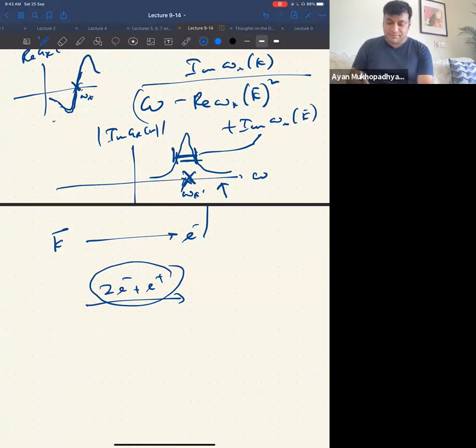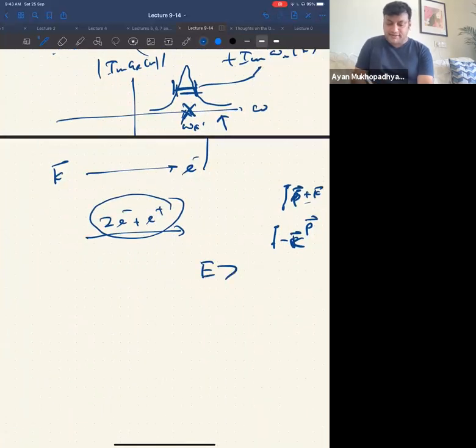Why? Because suppose I take 2 particles and I say the total momentum is p. So now the momentum here can be p plus k, and here the momentum can be minus k. And the energy here is (p plus k) squared by 2m, and here is k squared by 2m. So the energy can be whatever. Energy can be very large, right?